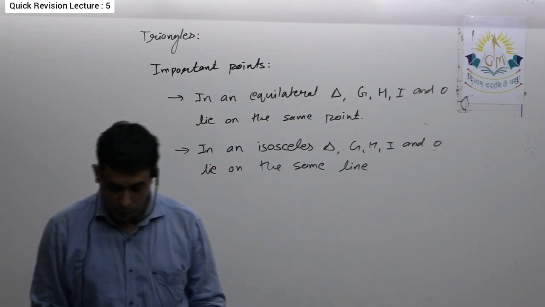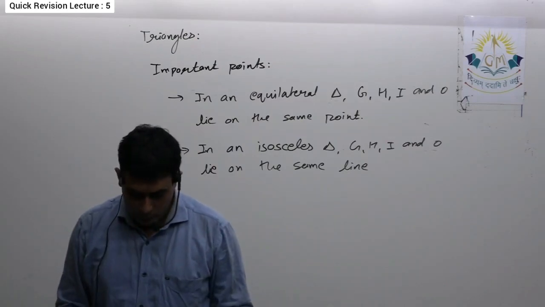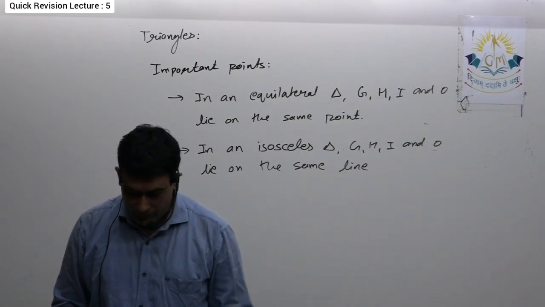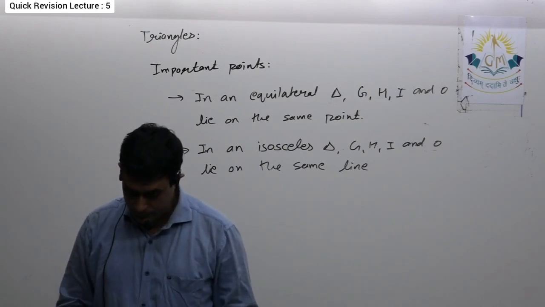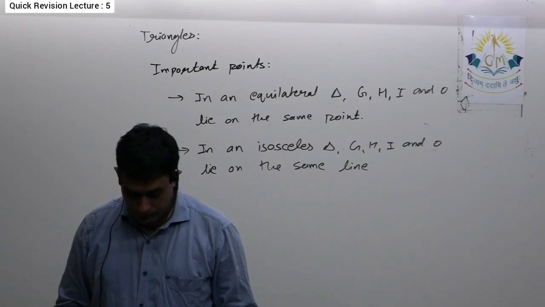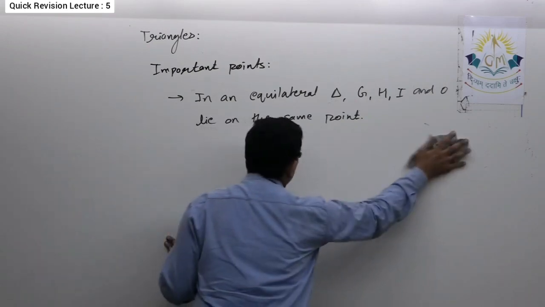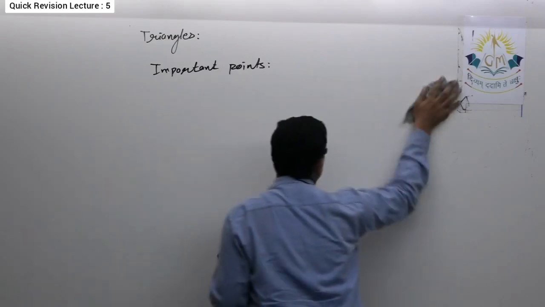Okay, so that is all about points. Now we'll see the congruency criteria in short, and after that we'll see the inequalities. Okay, so next is the congruency criteria.